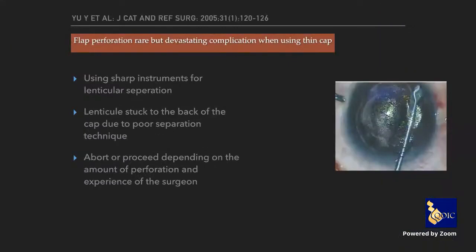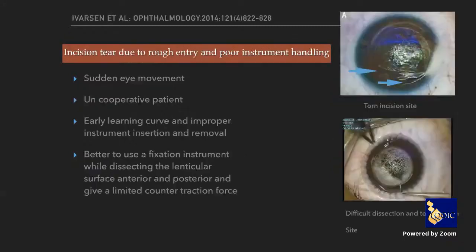Flap perforation is one of the rare complications in SMILE, but it can happen. Again, if it happens, it's better not to proceed, and it's better to stop the surgery and do a surface PRK topography guided, and these patients do well. Incision tears are also very common.